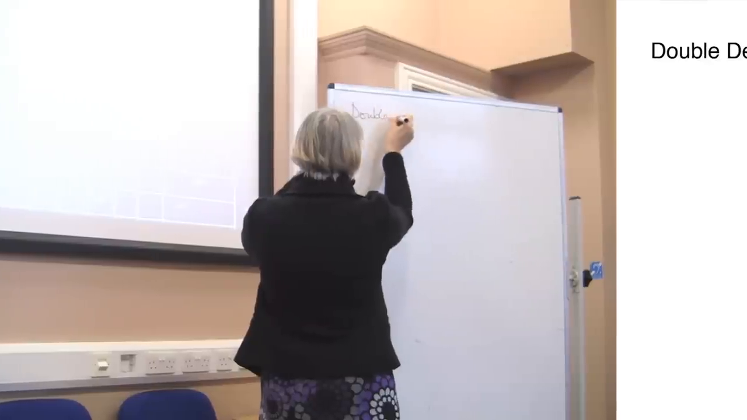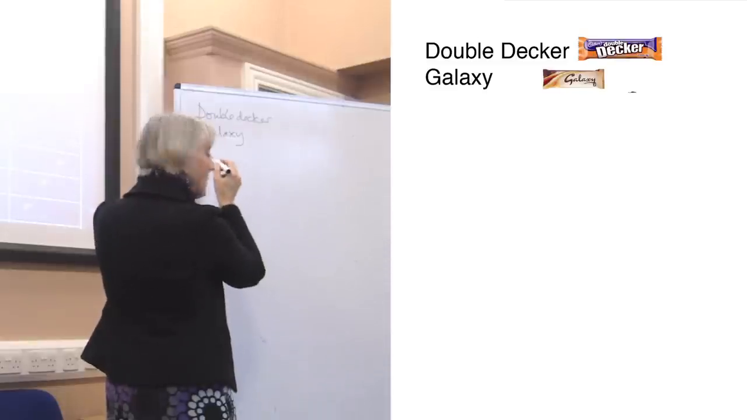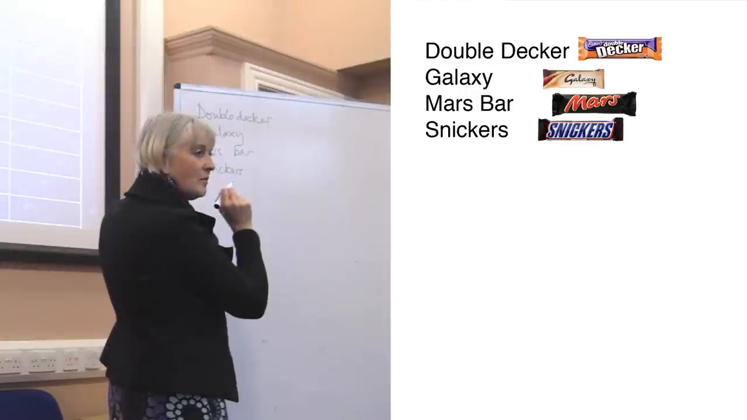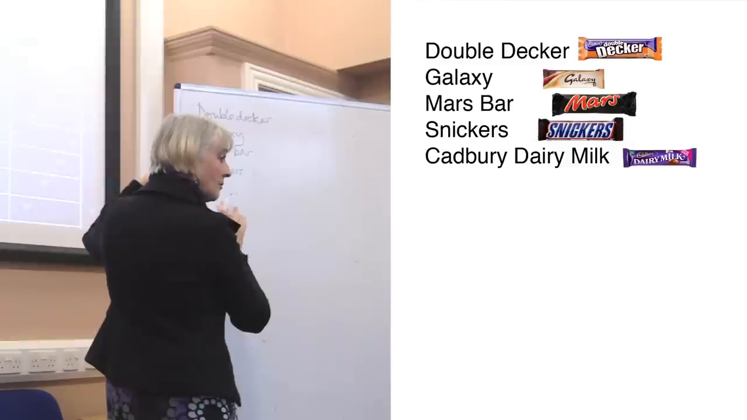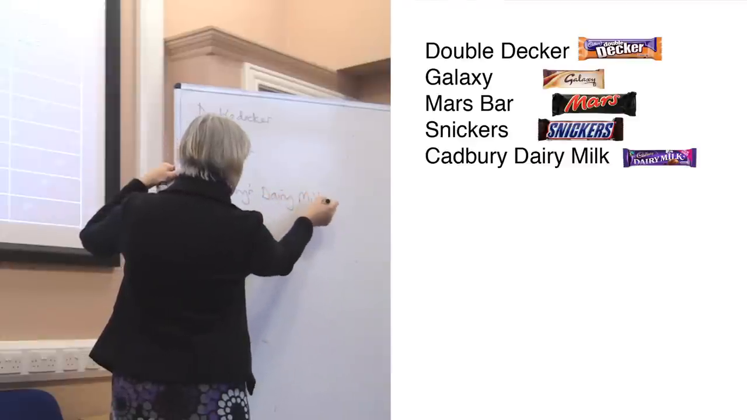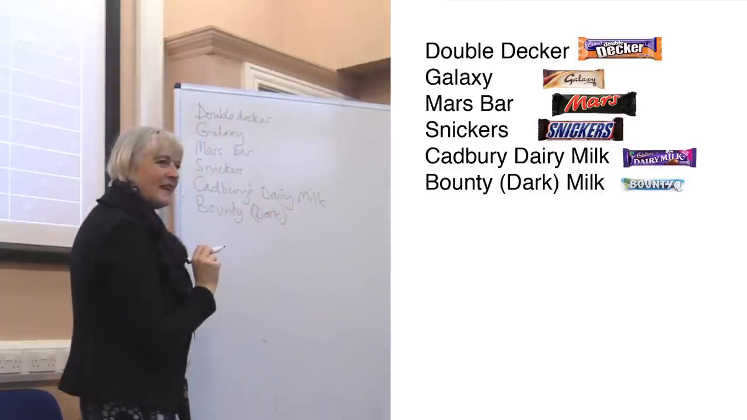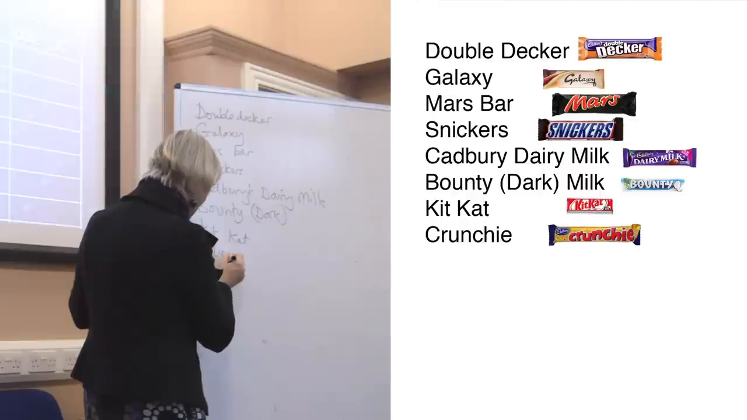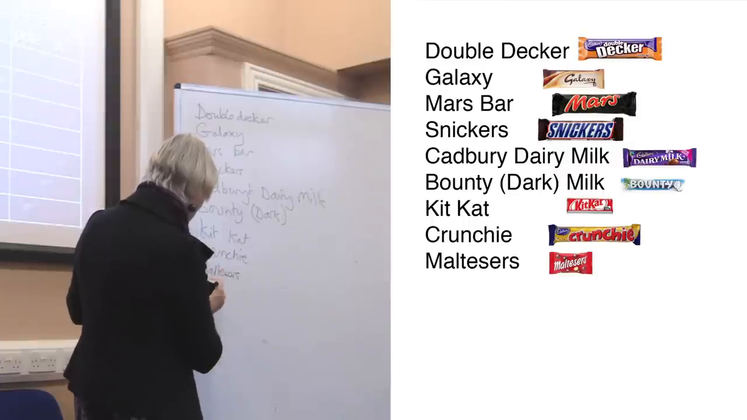Double Decker. Mars bar? Did I hear Snickers? Snickers. More? Cadbury's? Did you say Cadbury's? Yeah. Is that just Cadbury's plain dairy milk chocolate? I'll put Cadbury's dairy milk. Bounty. Bounty dark. Kit Kat, crunchy. Let's have a couple more. Maltesers. Peanut M&Ms.